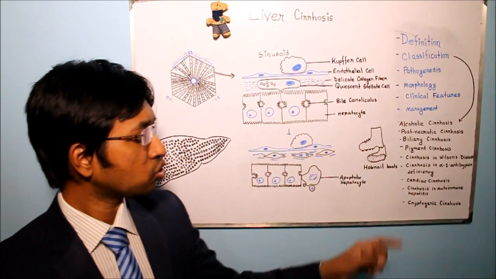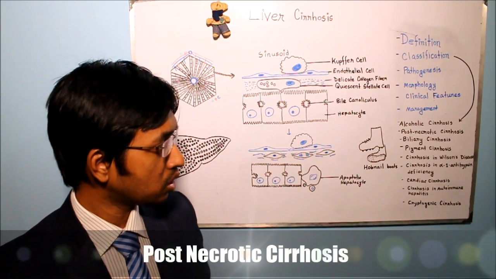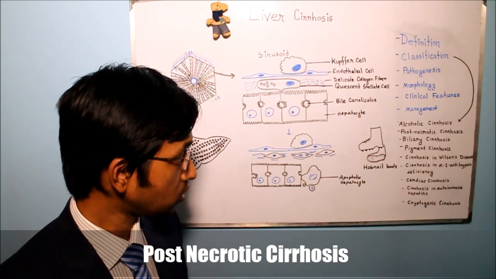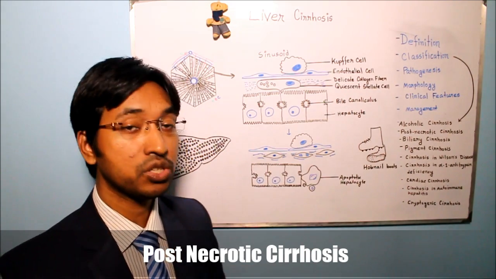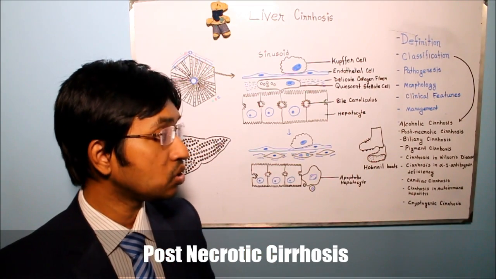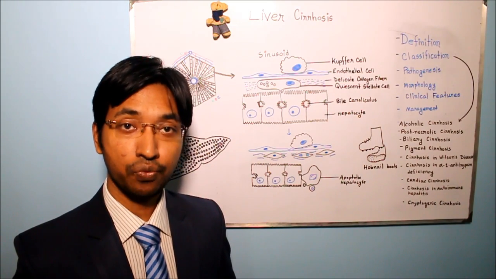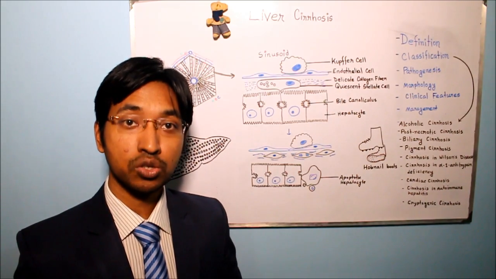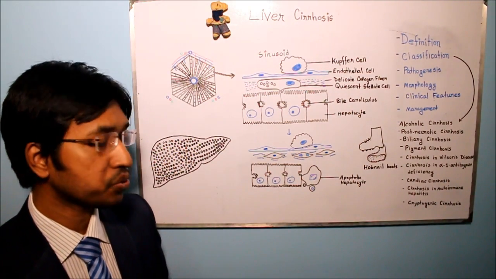So now we will talk about post-necrotic cirrhosis. Post-necrotic cirrhosis most commonly occurs following viral hepatitis. Okay, so always remember that the most important cause for post-necrotic cirrhosis is viral hepatitis. It can also occur due to certain drugs and chemicals, for example, acetaminophen, carbon tetrachloride, phosphorus, mushroom toxin. All these things can also lead to post-necrotic cirrhosis.